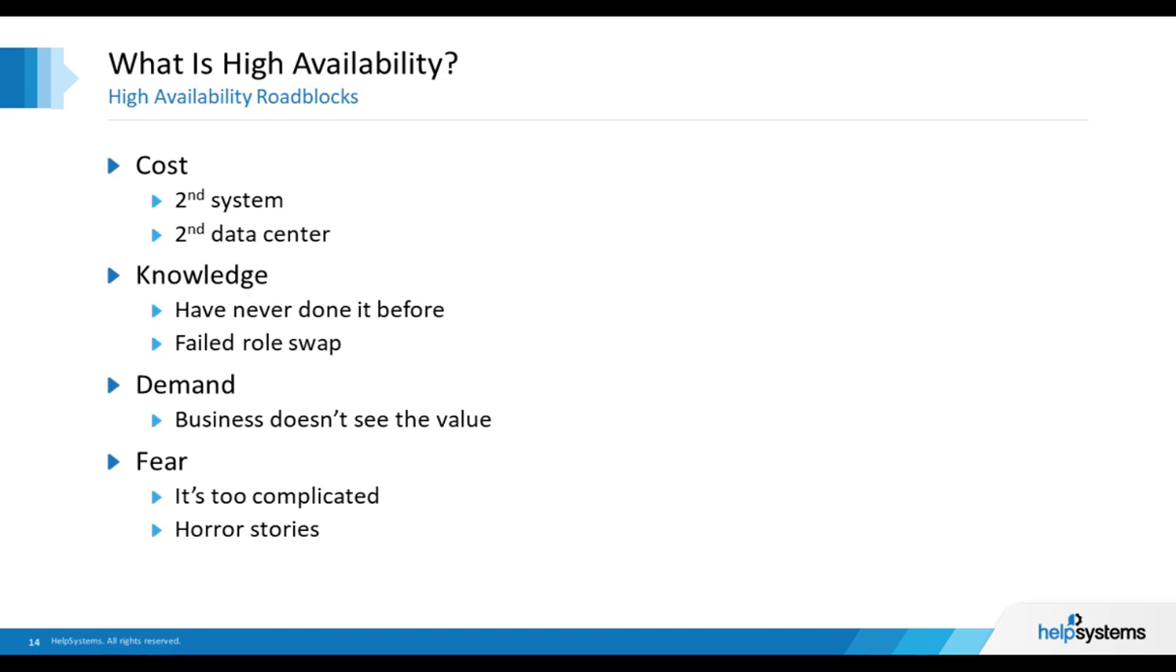So we think about roadblocks. I always look at technology and I try to think, okay, well, why aren't people doing this? And often the case, it's cost, as Matt brought up earlier. It's having to have a second system, a second data center, and today we'll talk about some different options there. Then often it's also knowledge. There's 4 different technologies that were very popular in the first polling question, and so people maybe have never done flash copy or PowerHA or even logical replication, so they're scared about that, or they had a failed role swap. And the other thing is they think the business doesn't really see the value, right?